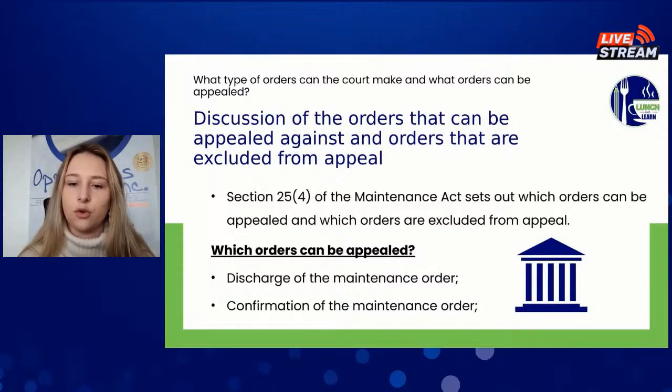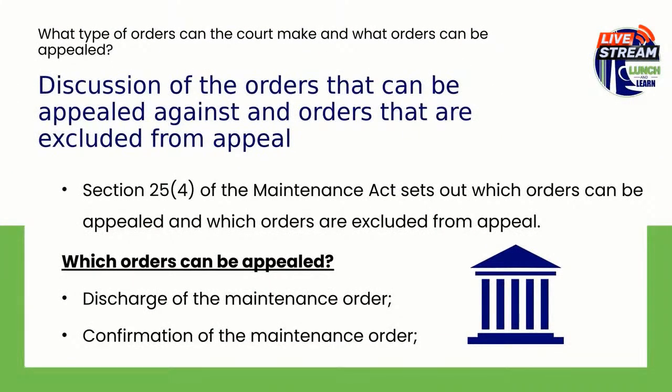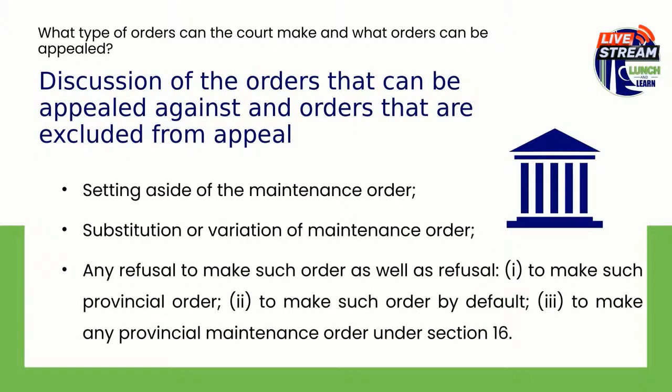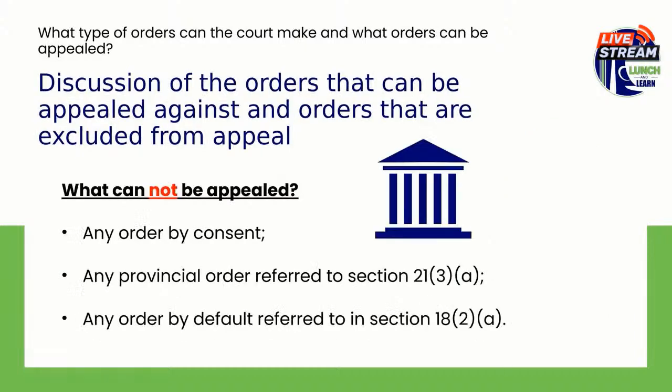A discharge of a maintenance order can be appealed, and then also confirmation of the maintenance order, setting aside of the maintenance order, substitution or variation of a maintenance order, so where you have applied for an increase or decrease, this can be appealed, and any refusal to make such an order, as well as refusal to make such a provincial order, to make such an order by default, or to make any provincial maintenance order under Section 16. So all of these orders are able to be appealed to a higher court.